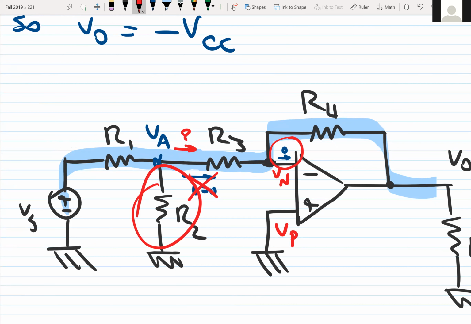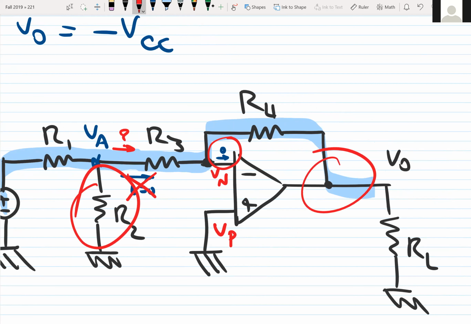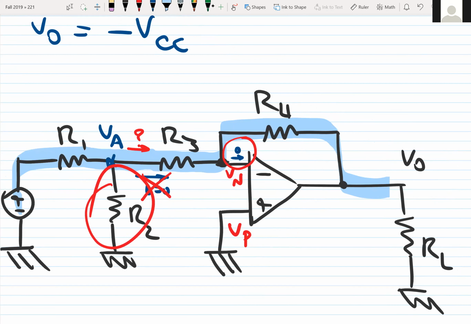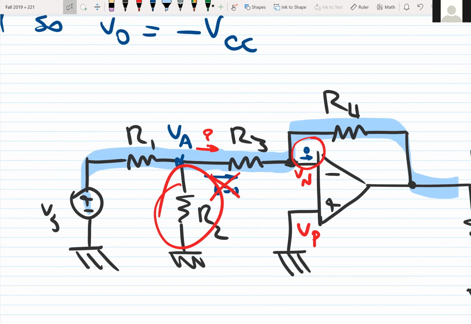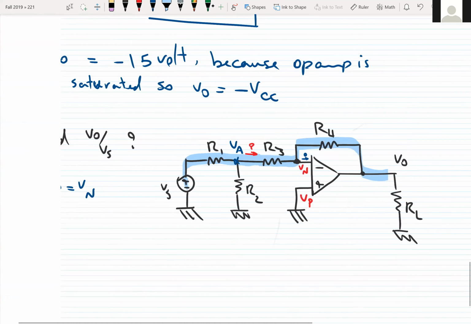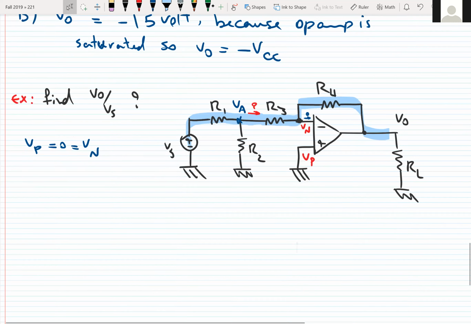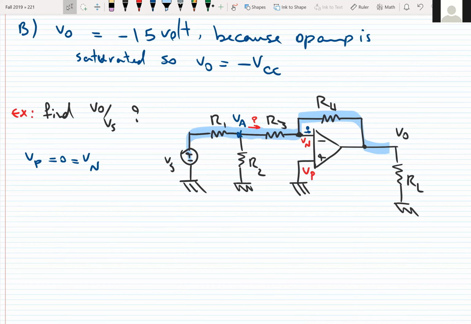It's not easy. We cannot find it unless we find the VO, because the current is moving through the entire circuit. So how should we solve this problem? Let me tell you. Whenever you get this kind of circuit, the best thing we can do is use the Thevenin equivalent. So how? Here is the answer.